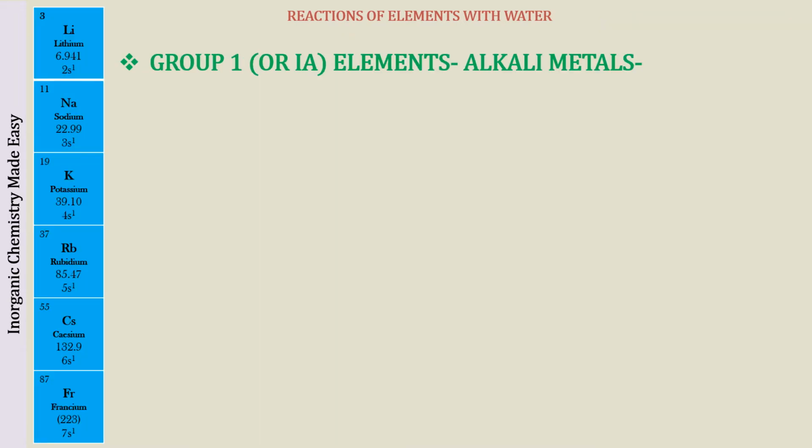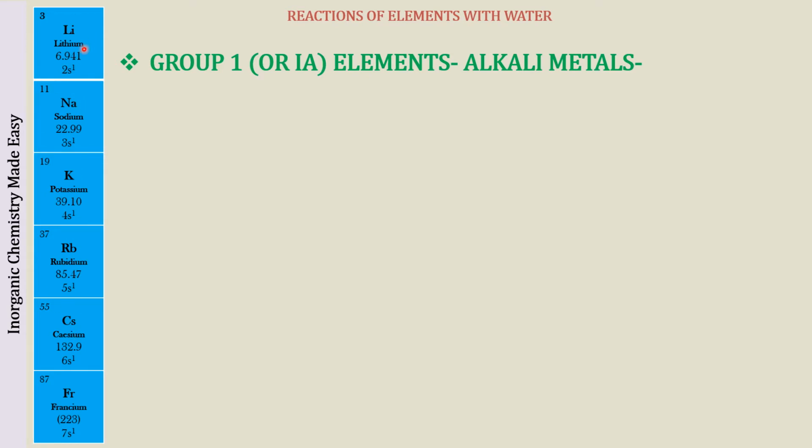So first of all, we talk about the group 1 elements, that is the alkali metals: lithium, sodium, potassium, rubidium, cesium. Francium is radioactive, so we will not be talking about it. In fact, when we talk about all these groups, the last element we will not discuss. They are either radioactive, or elements which have been synthesized artificially by man. So we will be talking about only the first 5 ones.